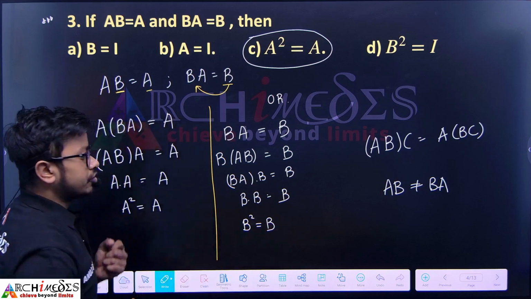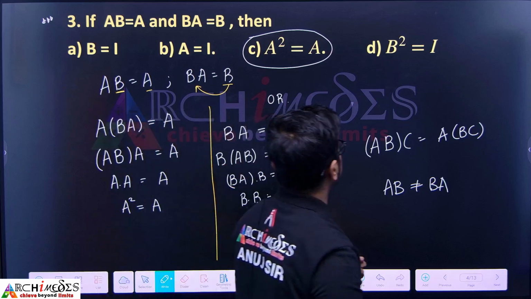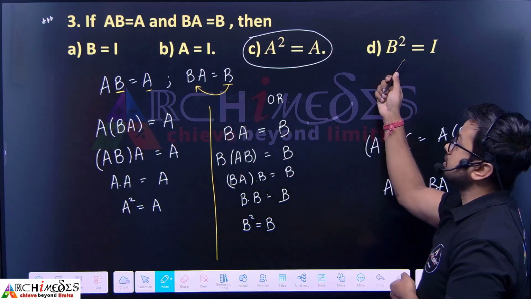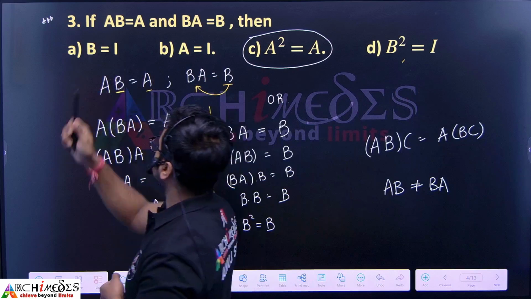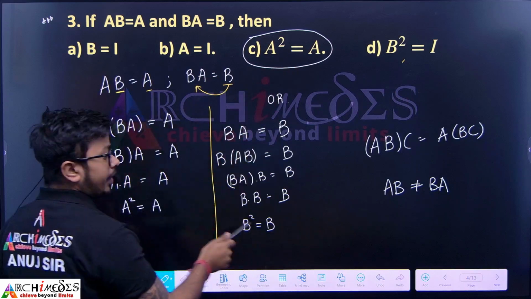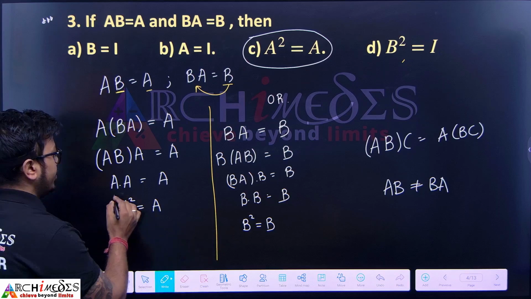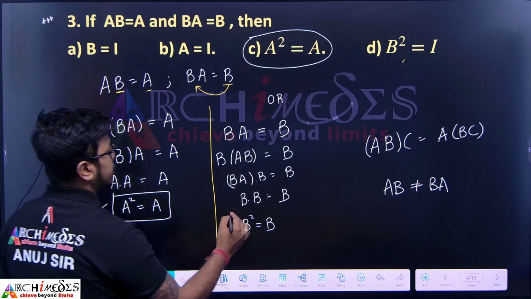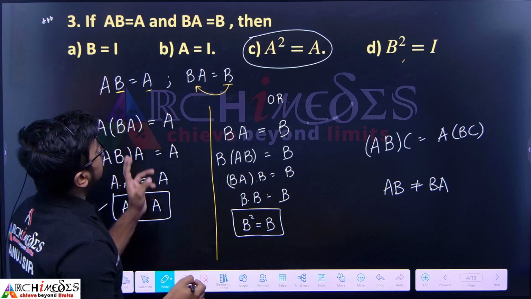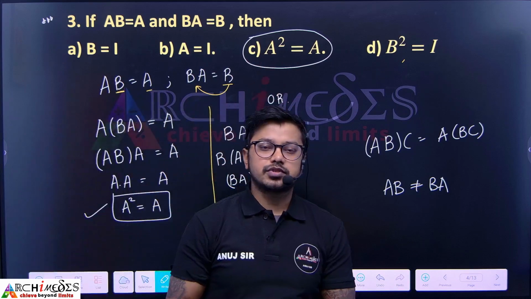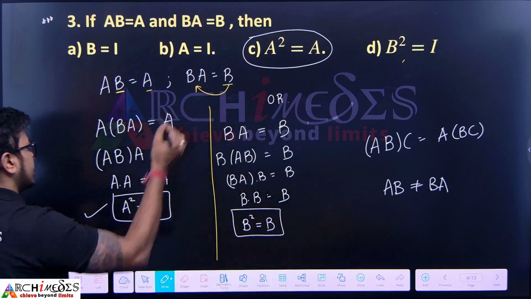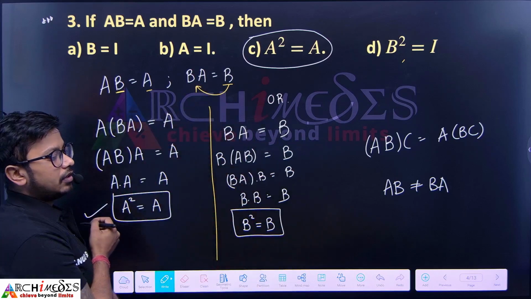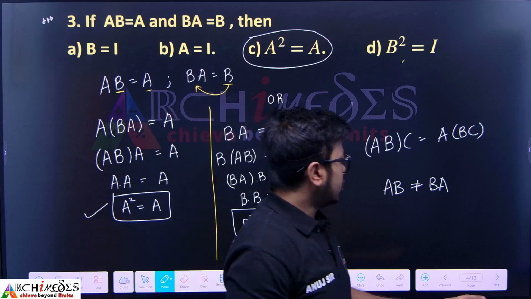So A square equals A is correct, and B square equals B is also correct. But here B square equal to A is wrong. So this is the only option where both are the correct answer. Remember that this is also correct, this is also correct. Since in the MCQ both options are not there, only one option is there, so this answer is correct. Any doubt? Clear? So next.